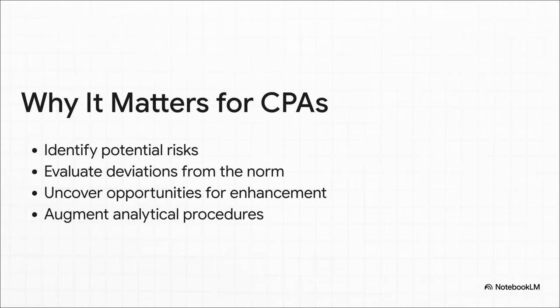So why is this so important for accountants? Because those anomalies, those weird data points, are often where the biggest risks and sometimes the biggest insights are hiding. You can use this to spot potential fraud, pinpoint operational problems, or even find opportunities for improvement that would otherwise be completely buried in the data. It's a fantastic way to level up your standard analytical procedures.